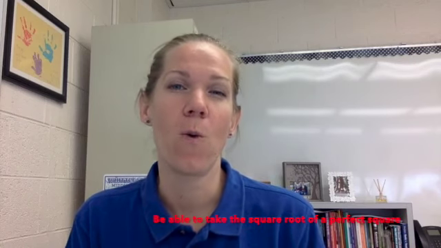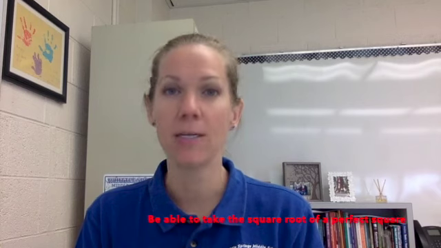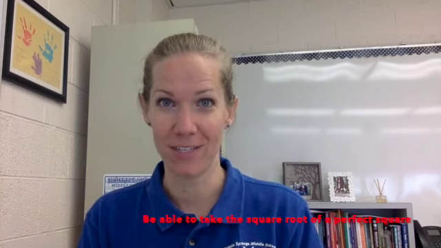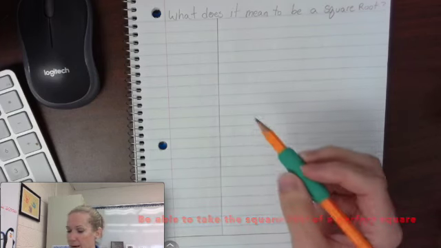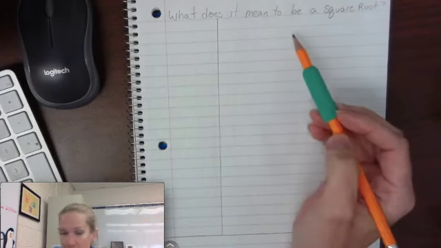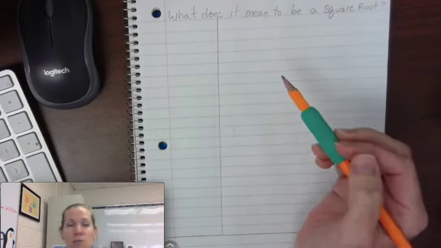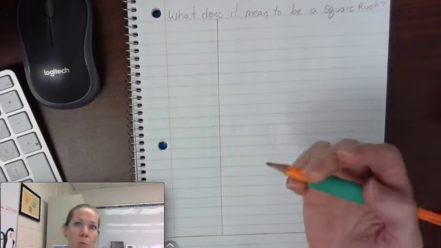Hello. By the end of today's lesson, you need to know what a square of a number is and what the square root of a number is. All right, so first we're going to start with what does it mean to be a square root? To answer this question, you need to be able to answer, well, what is a square?